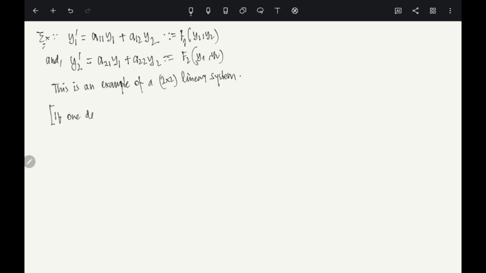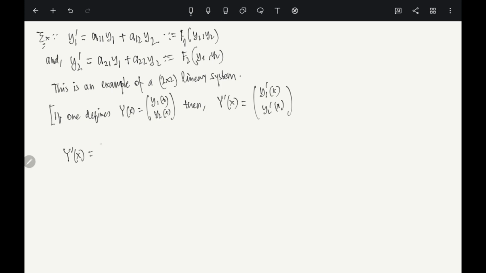if one defines capital Y of x to be y1 of x and y2 of x. Then we have already seen what capital Y prime of x is: it is nothing but y1 prime of x and y2 prime of x, right? So that will imply that you are looking at this equation. Y prime of x is nothing but the matrix a11, a12, a21, a22 times Y of x. Okay, so it is a 2 cross 2 matrix, and hence we call it a 2 cross 2 system. And this can be written as Y prime of x equals A Y of x, where A is a 2 cross 2 matrix, and that is why it is called a 2 cross 2 linear system.